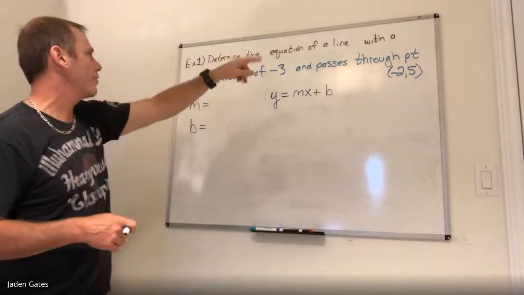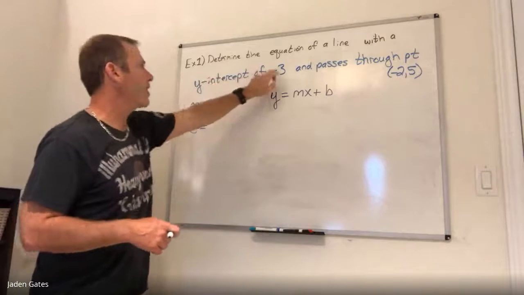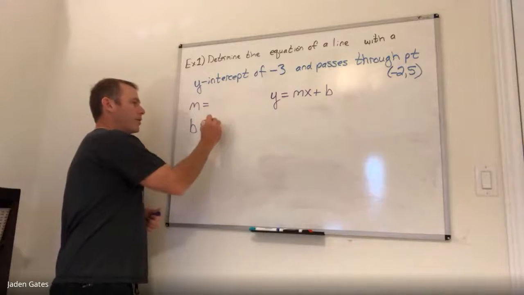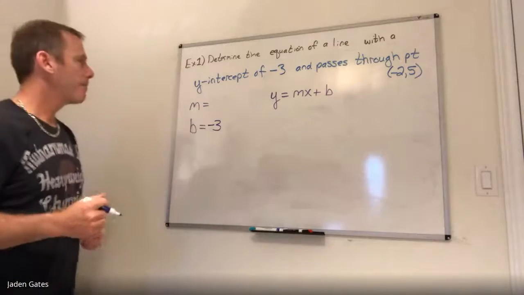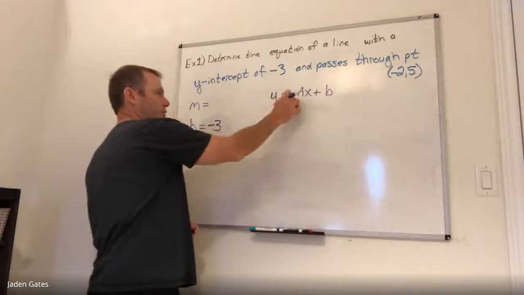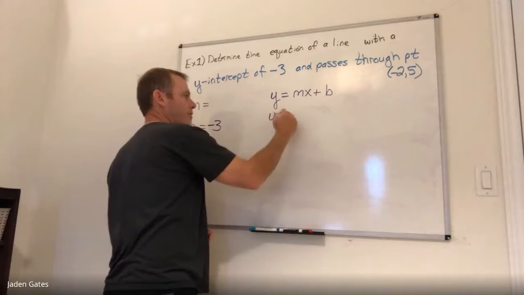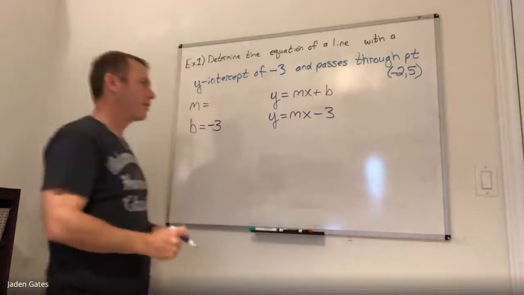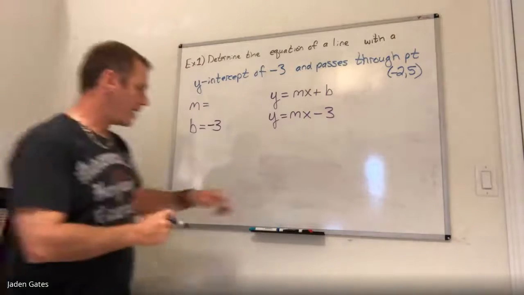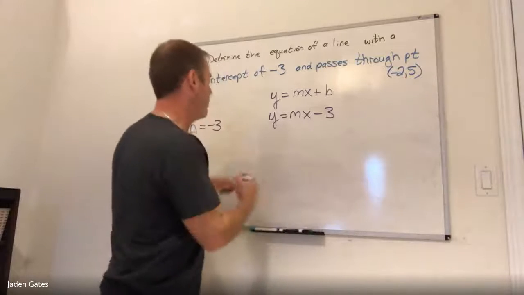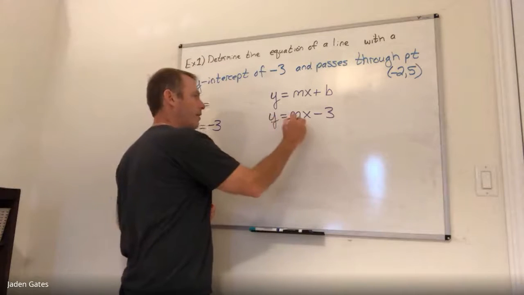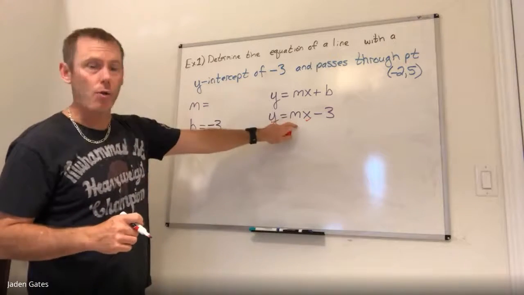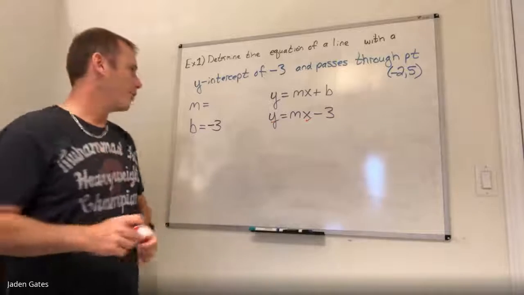It says determine the equation of a line with a y-intercept of -3, which means this time our b value is -3. So now our equation looks like y equals mx minus 3. Just like the last one, if I have an x and a y that work, then I can solve for m, which is my slope. And I do have an x and a y that work.